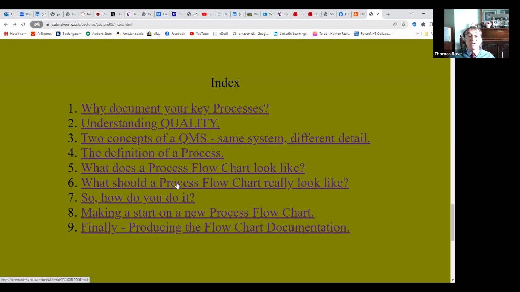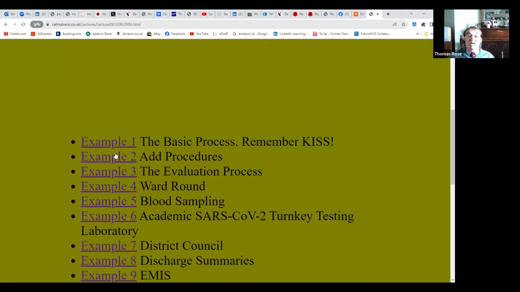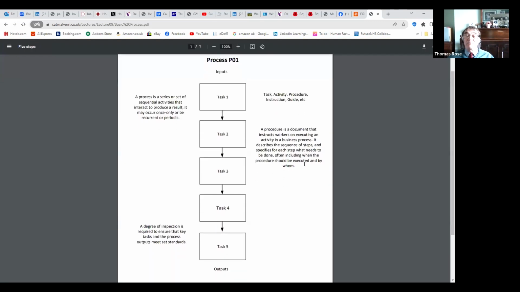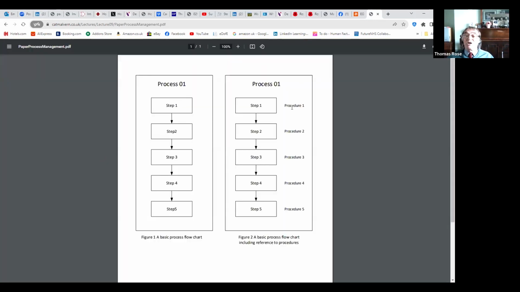So what should a process flowchart really look like? Remember, keep it simple. So this is what a process map should look like. You've got a series of sequential tasks, as the definition told us in the first place. To that set of tasks, you can add some procedures, some descriptions of the procedures, not necessarily the complete procedure, because the procedure might be quite complicated, particularly if the procedure is to remove someone's kidneys.